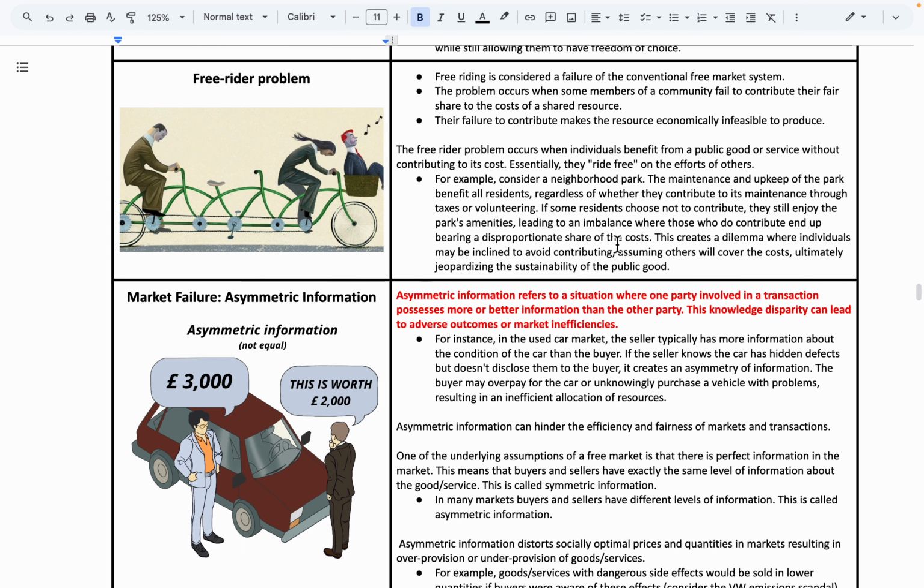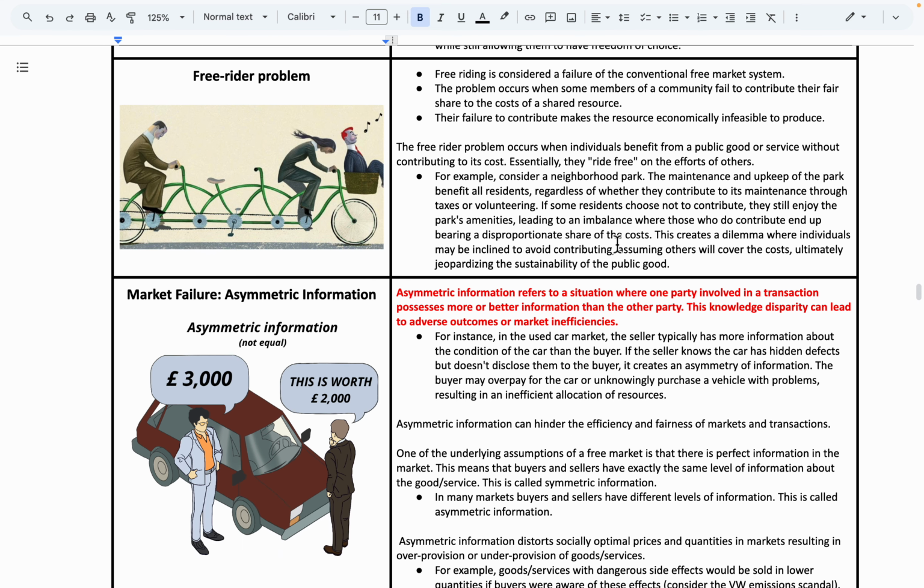Okay, and now let's talk about the free rider problem. This has to mainly do with common pool resources, but I still added it here. So free riding is considered a failure of the conventional free market system, and this problem occurs when some members of a community fail to contribute their fair share to the costs of a shared resource, but they still use it. So they just benefit even though they don't contribute.